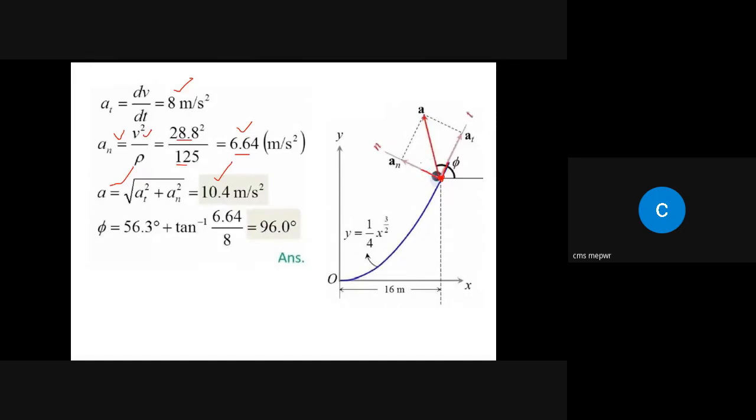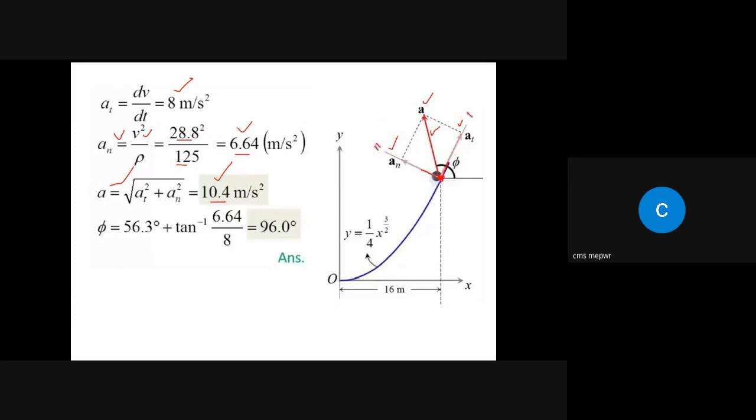So acceleration always has two components. If it is following a curved path, then acceleration will have two components: one along the t-axis and one along the n-axis. If this is the t-axis and this is the n-axis, then if you combine these two, the resultant or total acceleration will be in between these two. So we now have this magnitude, 10.4.